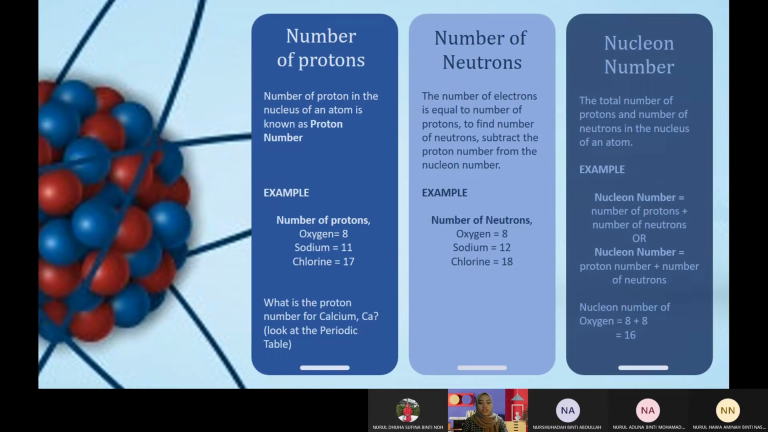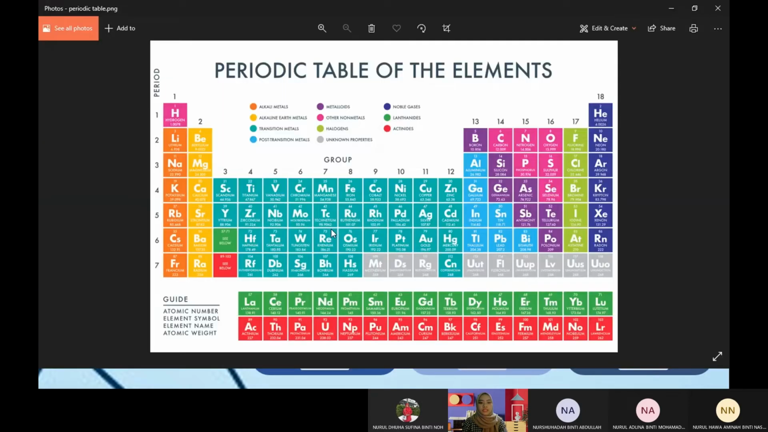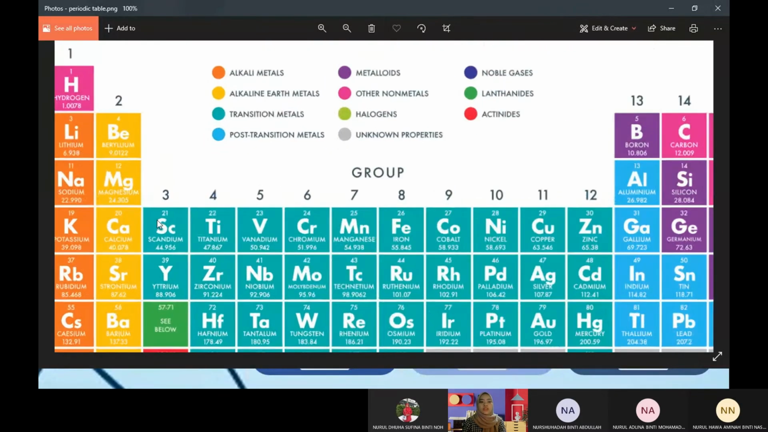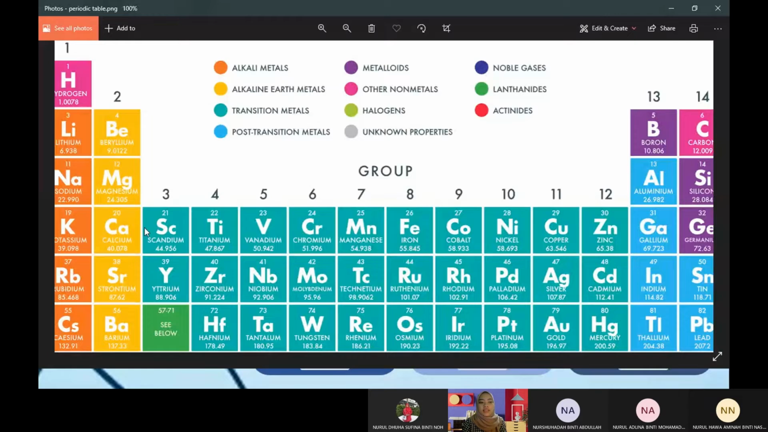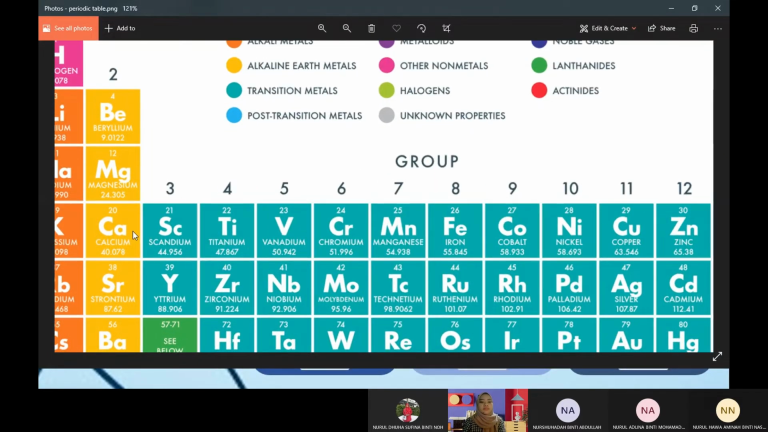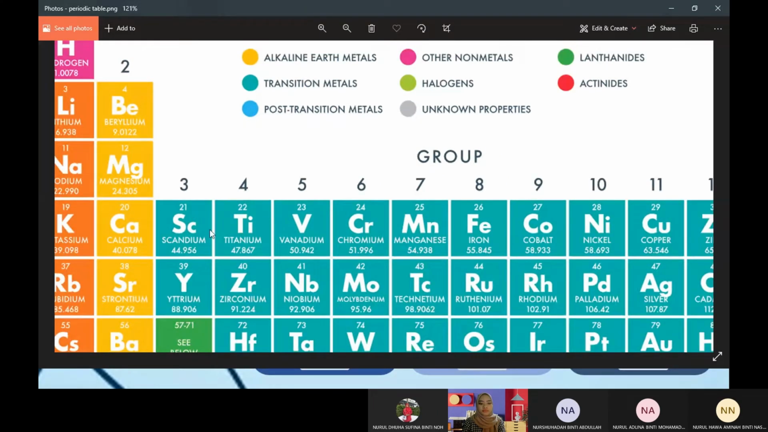So, Duha, what is the proton number of calcium? Here is my periodic table. The top one is the proton number. So, Duha, can you tell me what is the proton number of calcium? Yes, teacher. 20. Is it correct, teacher? Yes. That's correct. Okay.